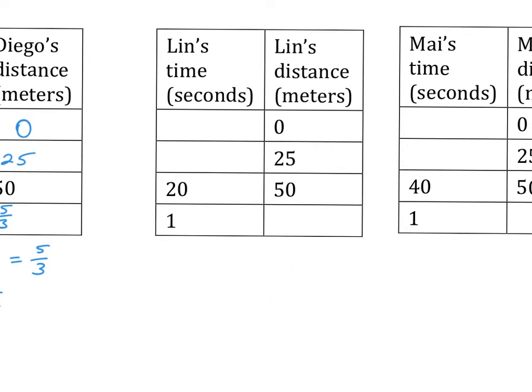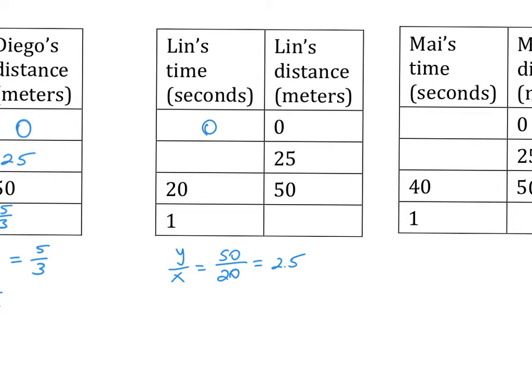Okay, now Lynn, again, she left at the exact same time as Tyler, so that means at 0 seconds, she went 0 meters. Okay, to figure out how long it took her to go 25 meters, I again need to figure out the constant of proportionality. So I'm going to do y over x, and when I do that, I get 50 over 20. This time when I divide, though, I don't get a repeating decimal, I get a terminating decimal. So it's okay to use that decimal. So I get 2.5.